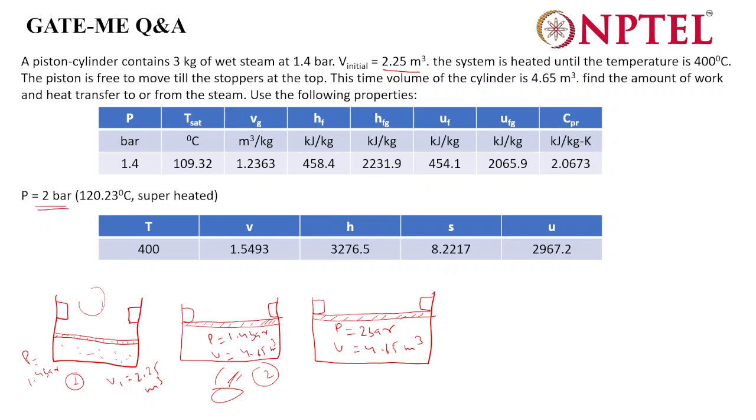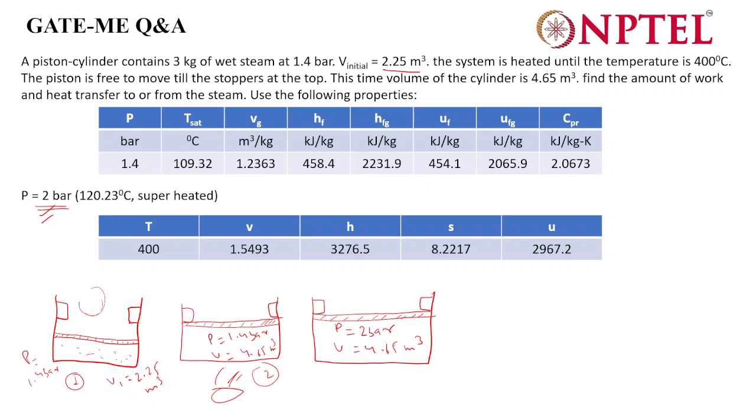But okay, pressure is constant there, no? Here the pressure is defined, right, 2 bar. Actually, what you have to find in the problem? You have to find the amount of the work and heat transfer. Okay. Sir, work will be P delta V. P will be 1.4 bar and delta V will be 2.4 meter cube. How are you solving this?